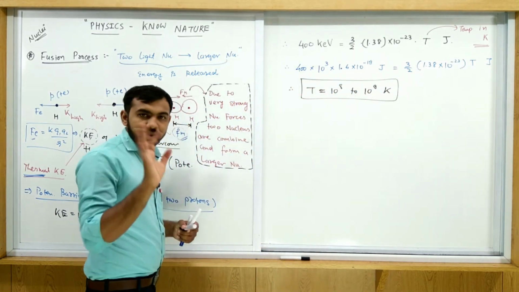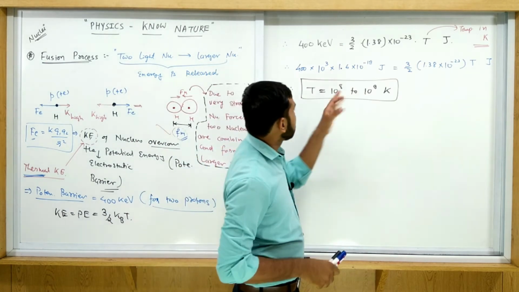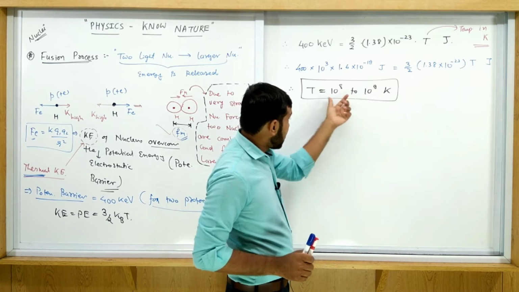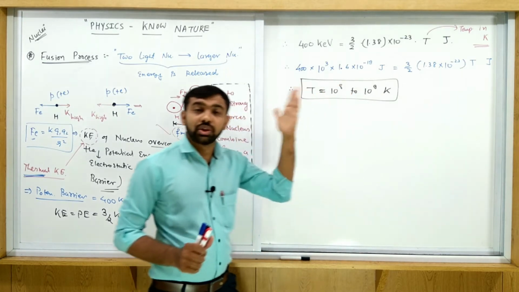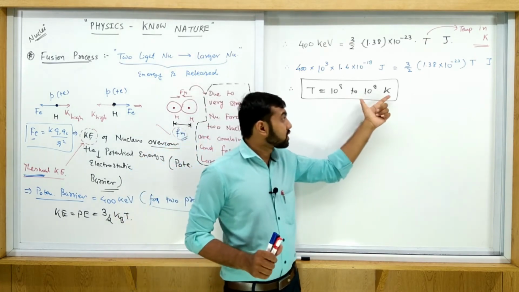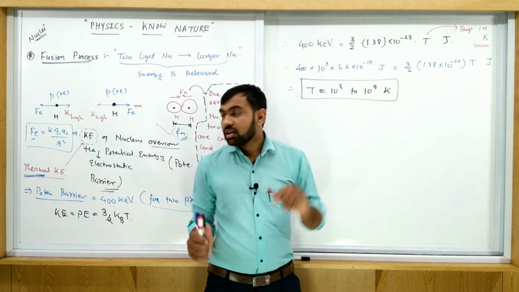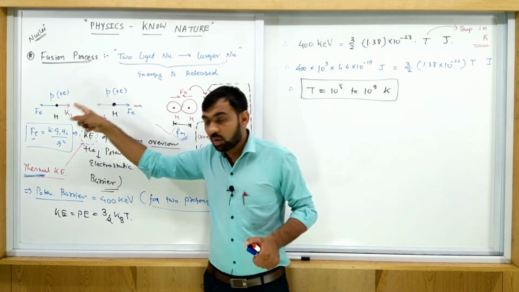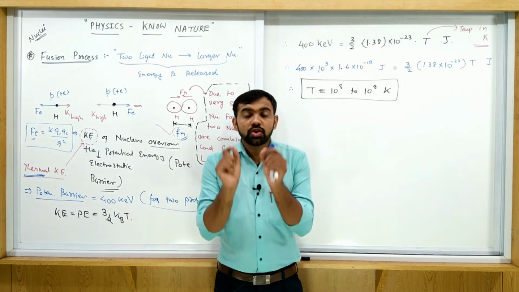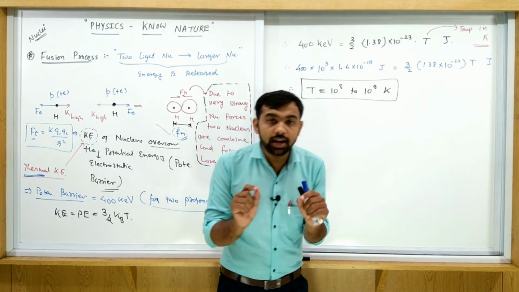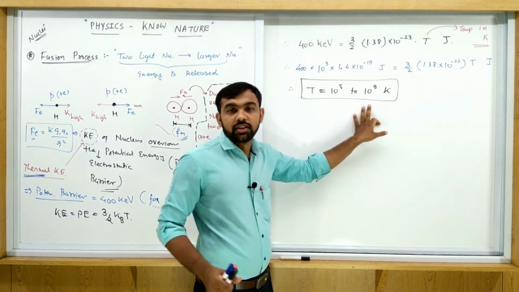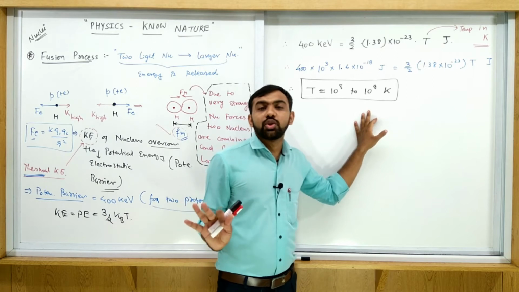If you calculate this value, the answer is approximately 10 raised to 8 to 9 Kelvin, which means a very large, much higher temperature. If this temperature is much higher, then the combination of two hydrogen is possible. Means to start the fusion process, we require a temperature in the range of 10 raised to 9 Kelvin. Otherwise the fusion process is not possible.